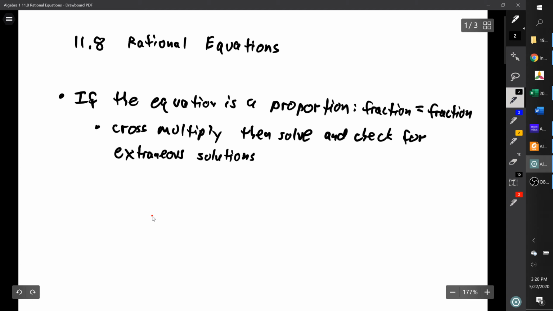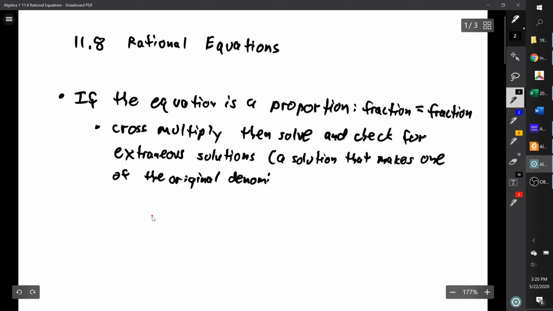So in this context, what's an extraneous solution? It would be a solution that makes one of the original denominators zero. So you've got to make sure that if you get a solution like x equals 3, that if you plug 3 into the original equation, it does not give you a denominator of 0.